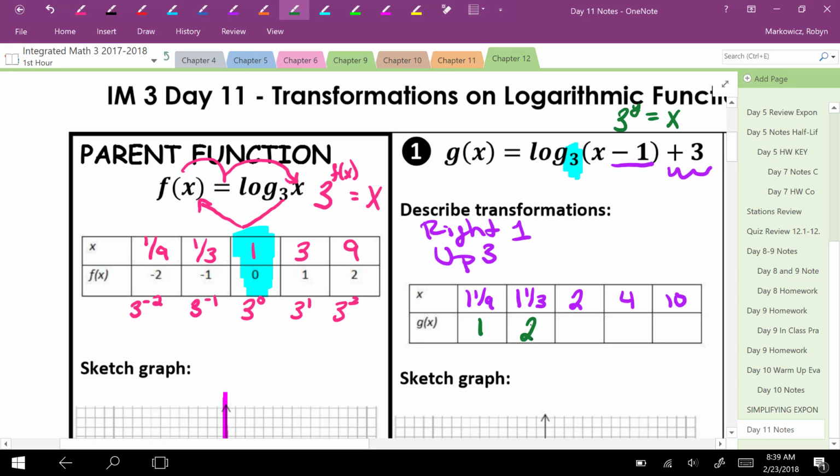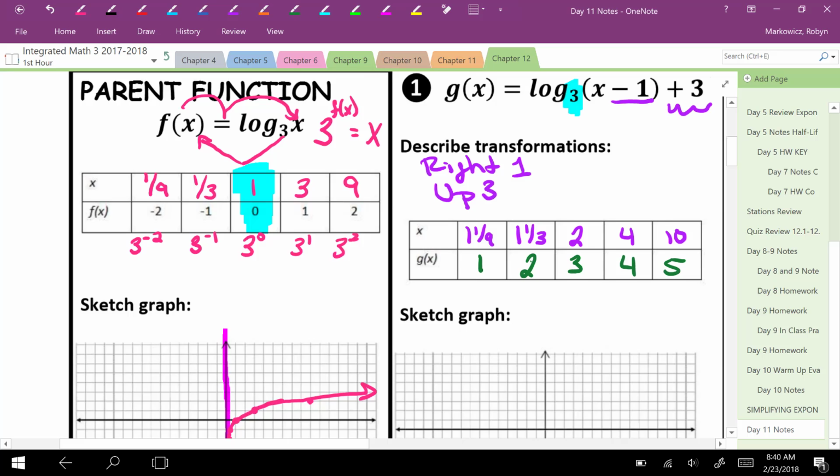0 plus 3. 1 plus 3. 2 plus 3. 5. Let me ask you this. Knowing that we went right 1, our original asymptote was at x equals 0. Where is it now? X equals 1.